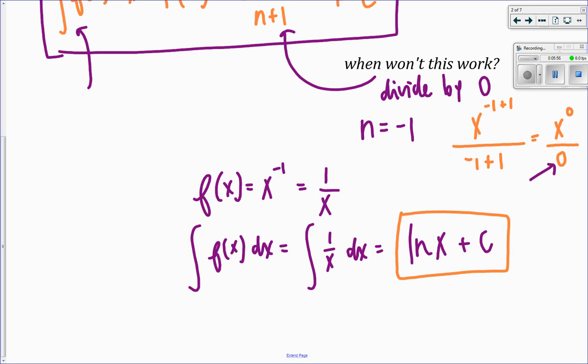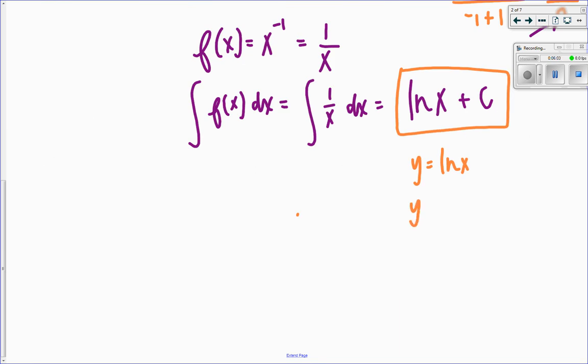Because, again, let's say our function is the natural log of x. We know this. We've done this a couple times. The derivative of that is 1 over x. And an antiderivative is going the opposite way.